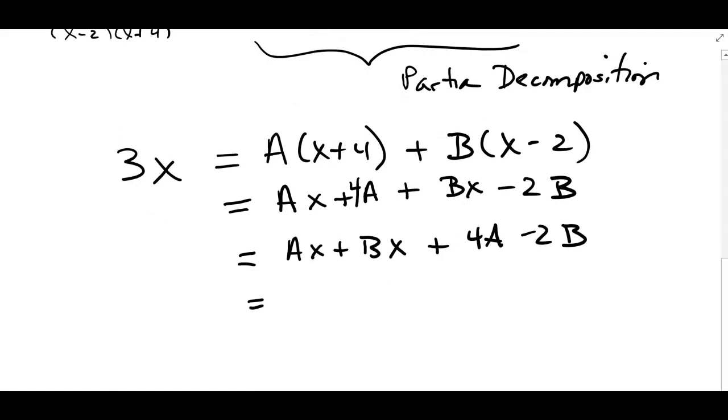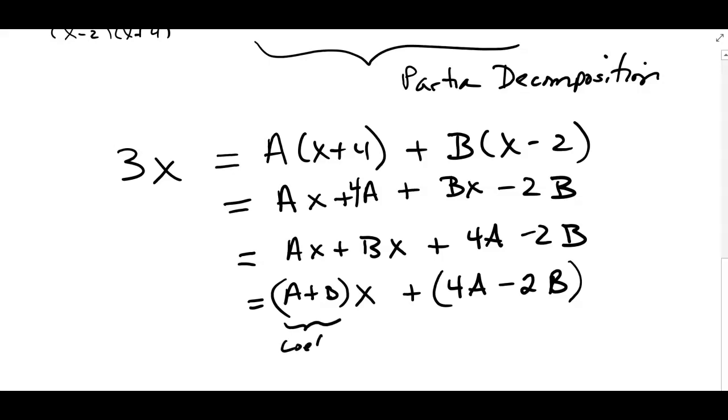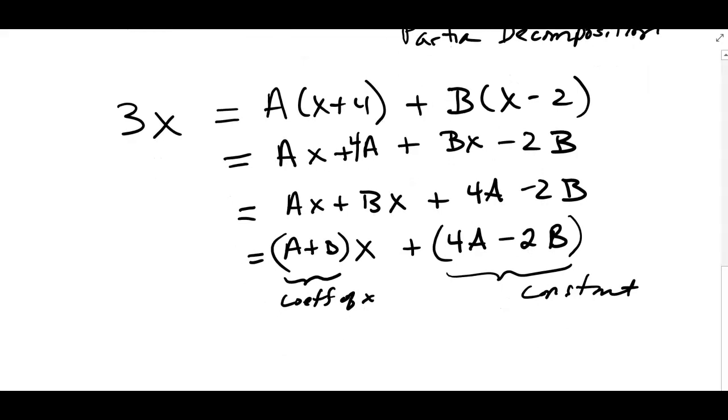My ax, you can combine ax plus bx. It ends up being a plus b, whatever that is, as the coefficient of x. Then you have 4a minus 2b. So we're going to group our terms together that don't have an x in them. So this is our coefficient of x, and these are our constants. And as you can imagine, if we get into terms with higher degrees, we're going to have a coefficient of x squared, a coefficient of x, and then a constant.